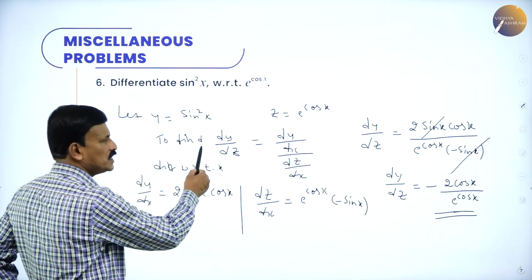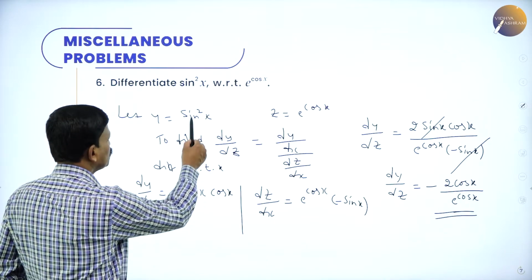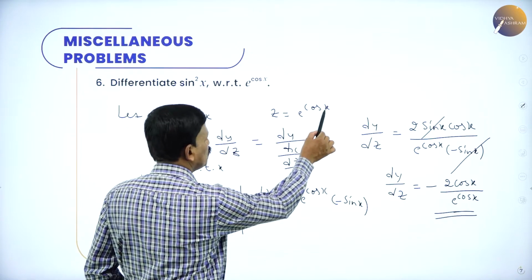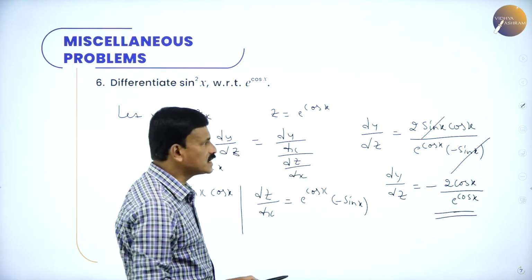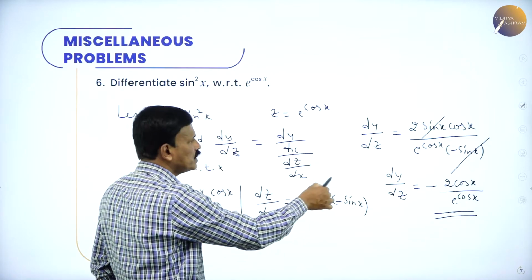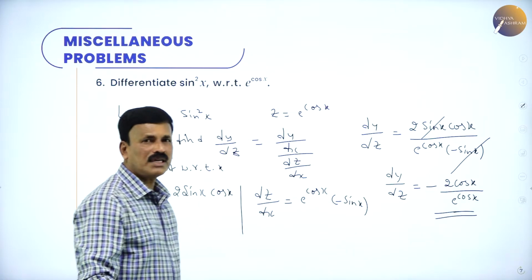Differentiation of sin square x. This is f of x to the power of n, which is 2 sin x into differentiation of sin x, which is cos x. Again, differentiation of e to the power of cos x is e to the power of cos x into d by dx of cos x, which is minus sin x. Dy by dz is equal to dy by dx divided by dz by dx, that is 2 sin x cos x by e power cos x into minus sin x.